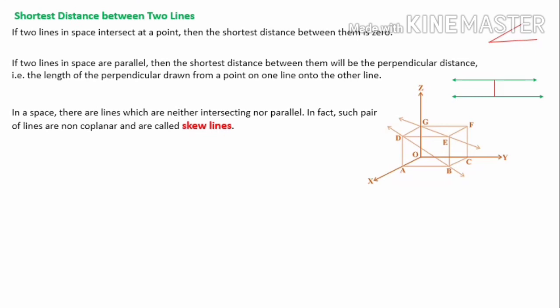And the shortest distance between two lines, we mean the join of a point on one line with a point on the other line, so that the length of the line segment so obtained is the shortest distance. For skew lines, the line of the shortest distance will be perpendicular to both the lines. That is, here perpendicular to GE as well as perpendicular to DB.